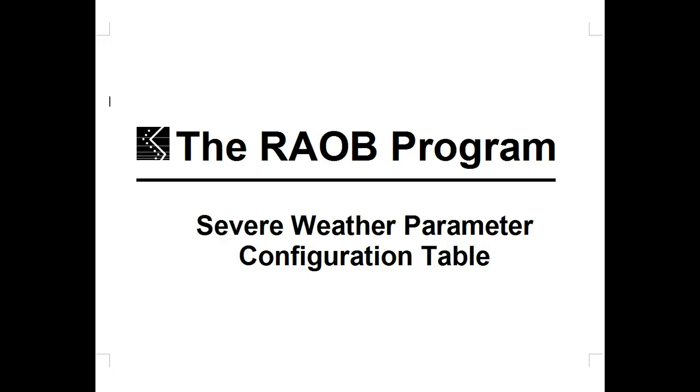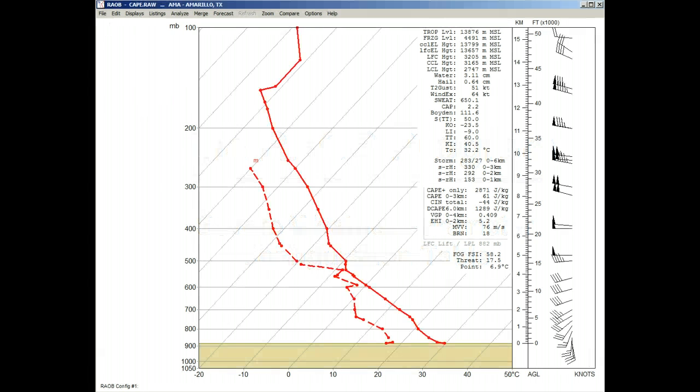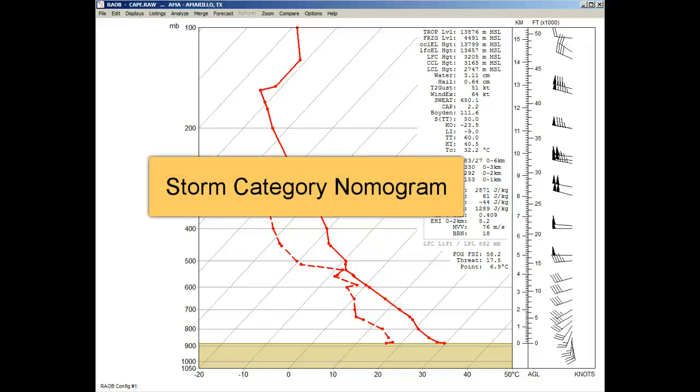Welcome to the RAOB program's Sphere Weather Parameter Configuration Table. This feature requires use of the Analytic module. Before we look at the configuration table, we'll first see what this table can produce. To begin with, we'll look at a simple graphic summary of this data, called the Storm Category Nomogram.